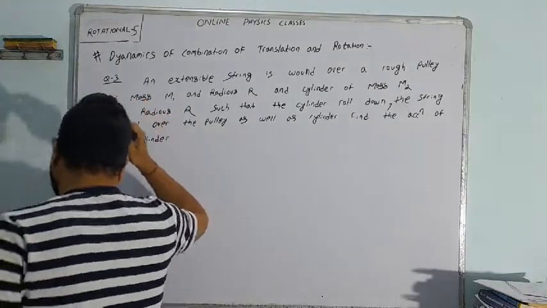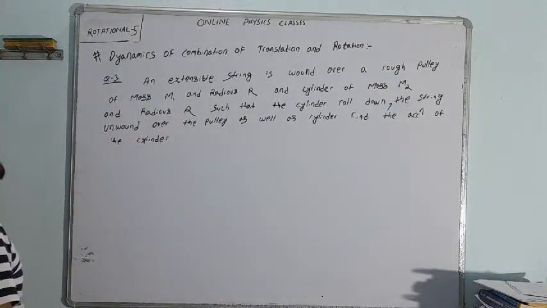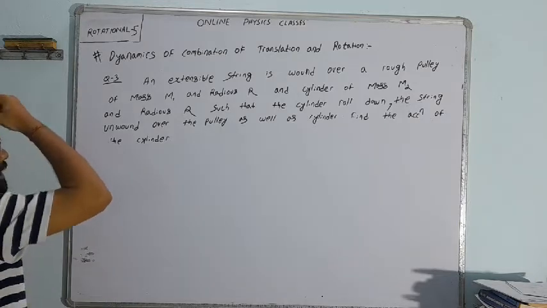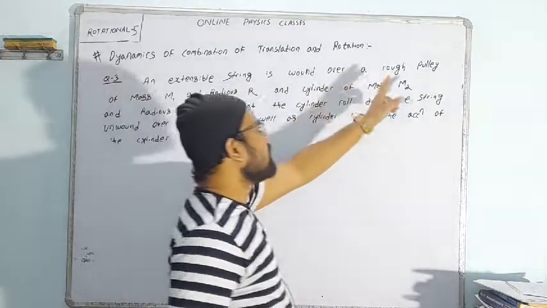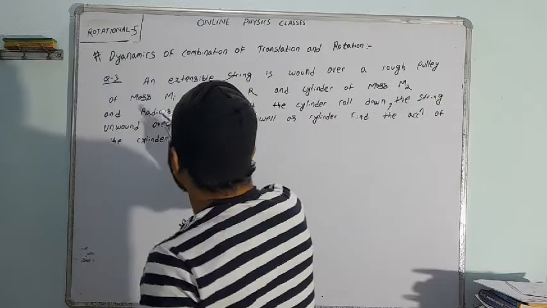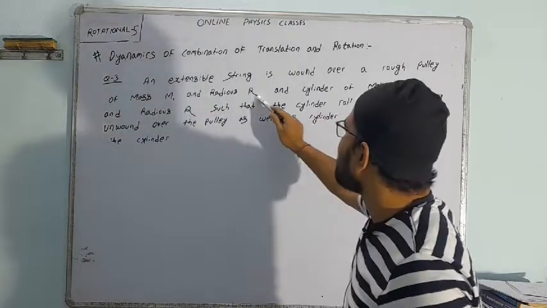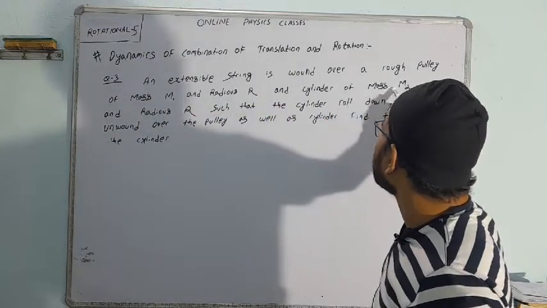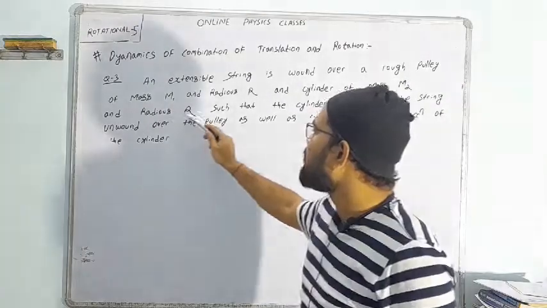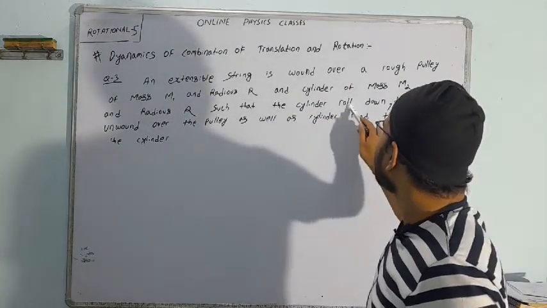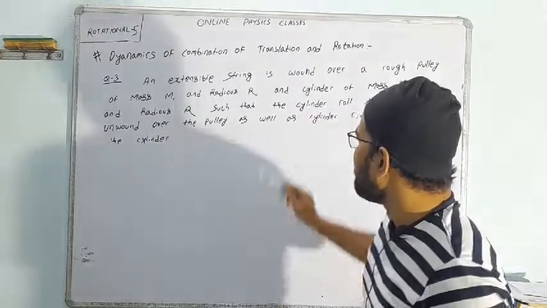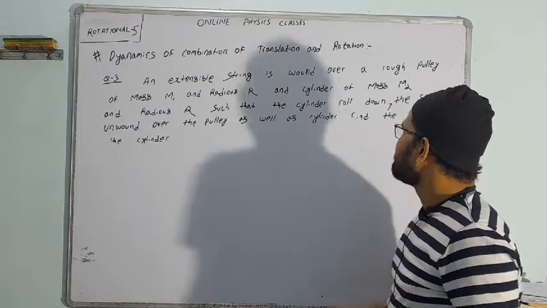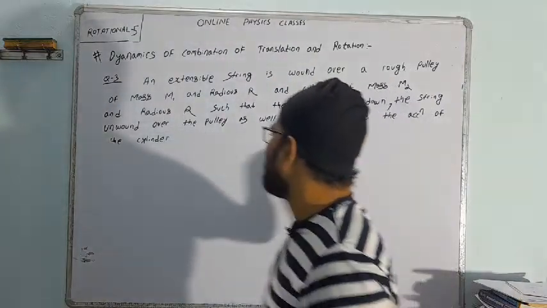Today we have discussed continuous, that is lecture number 5, and in lecture number 5 we have question number 3. Say an inextensible string is wound over a rope pulley of mass m1 and radius r, and a cylinder of mass m2 and radius r, such that the cylinder rolls down and the string unwinds over the pulley as well as the cylinder. Then what is the acceleration of the cylinder?